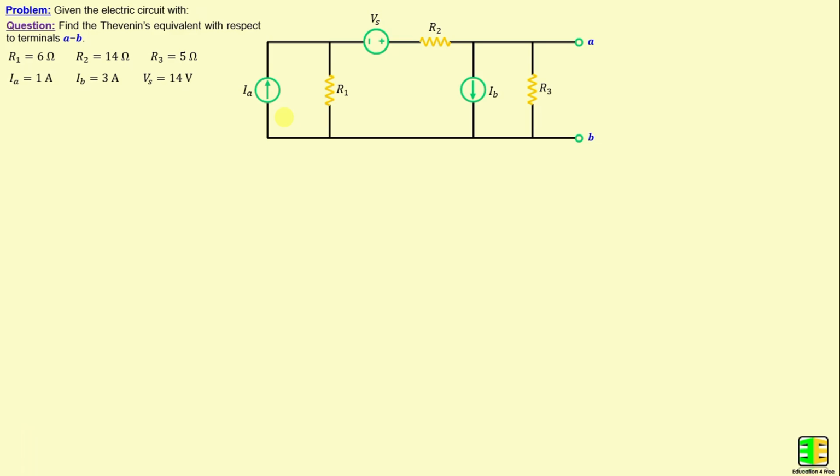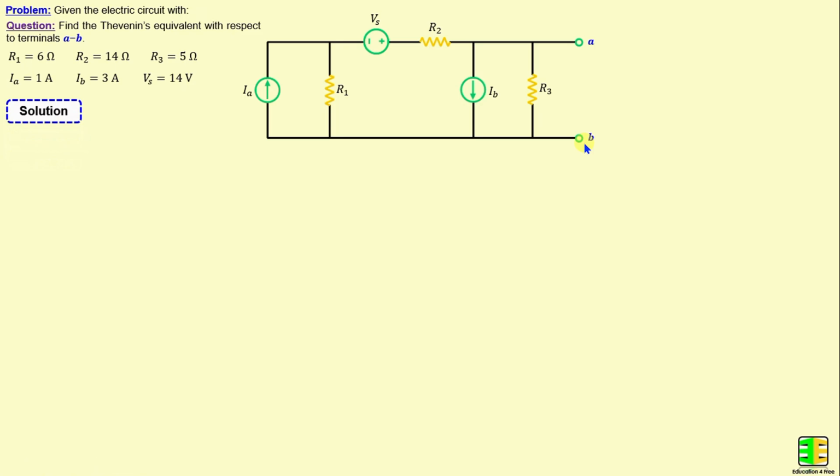Let's consider this network consisting of 3 resistors labeled R1 through R3 as well as 3 independent sources. The question now is to find the Thevenin equivalent with respect to terminals A and B. Let's move on to the solution.